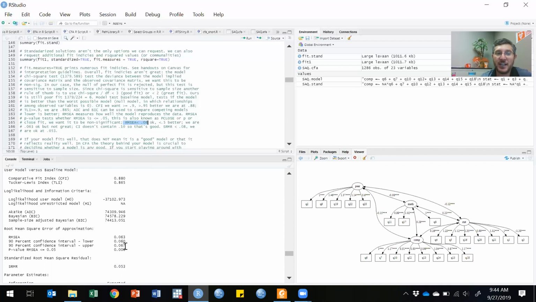You also don't want the confidence interval to contain 0.1, so that's a good thing. And then we have the standardized root mean square residual, the SRMR.